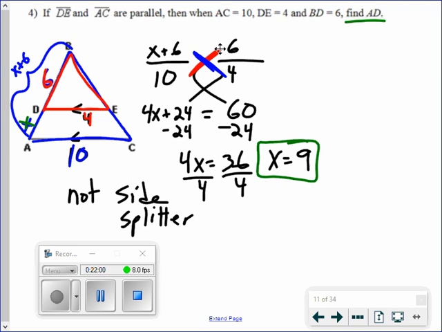It's also good to think about it at the end. Okay, 4 goes to 10, then 6 goes to 15. You could figure out its scale factor.